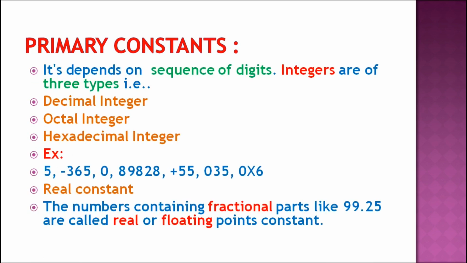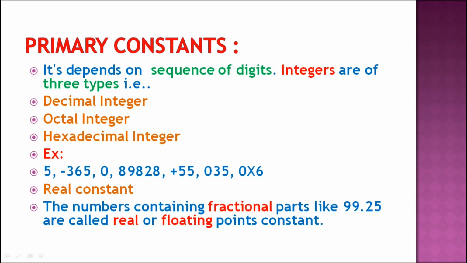Coming to the primary constants, it depends on the sequence of digits, and the integers are of three types: decimal integers, octal integers, and hexadecimal integers.